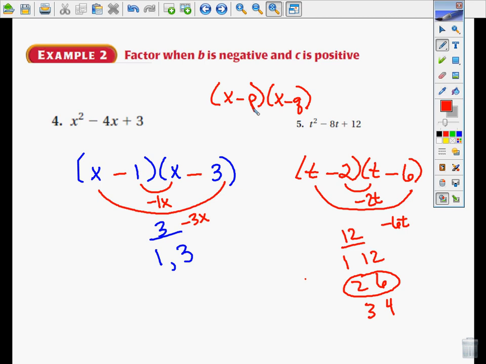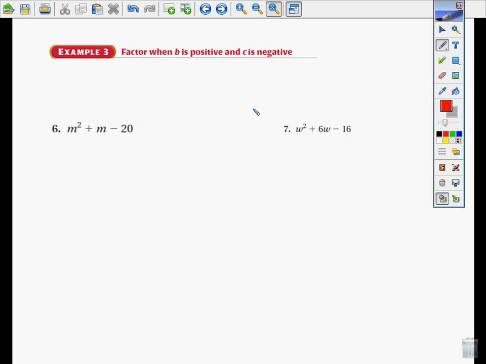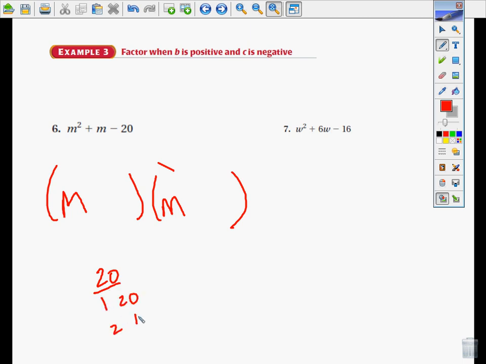And then the last scenario we're going to have is if b is positive and c is negative. So we have a positive b and a negative c. So here I know I need an m and an m. I need factors of 20. So I like to list them off. It's 1 and 20, 2 and 10, 4 and 5. The only factors here that differ by 1 are the 4 and the 5. So I'll put in 4 and 5.